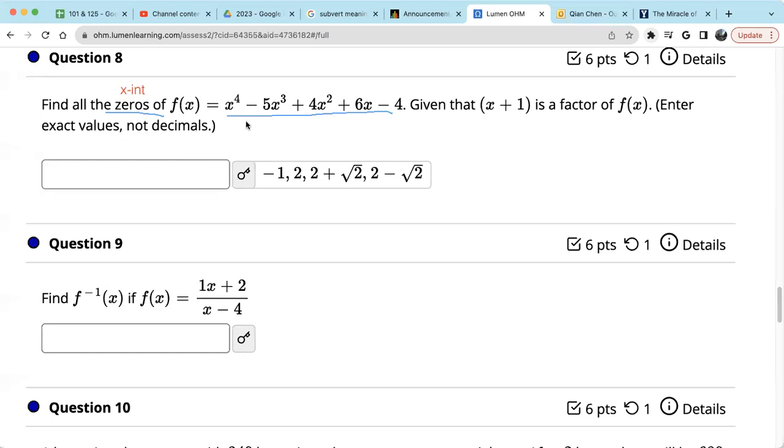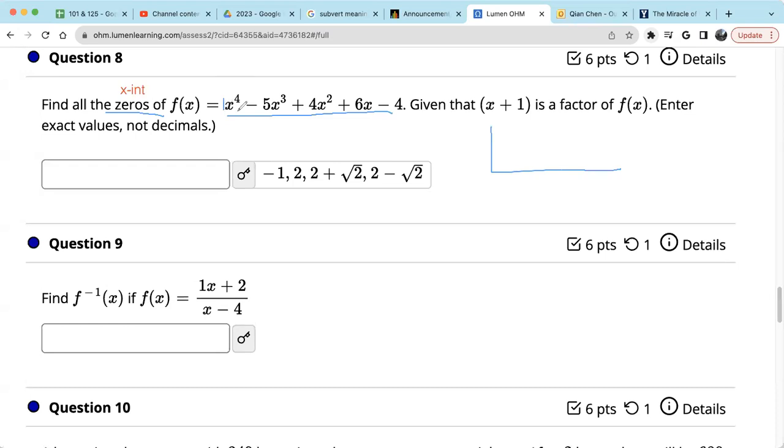Okay, zeros means solution. So when this equation is set to 0, or the x-intercepts. Given x plus 1 is a factor, you could use long division or short division. For me, I like to use short division. What I do with short division is I only deal with the coefficients.